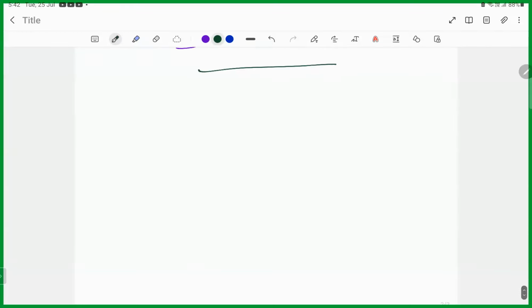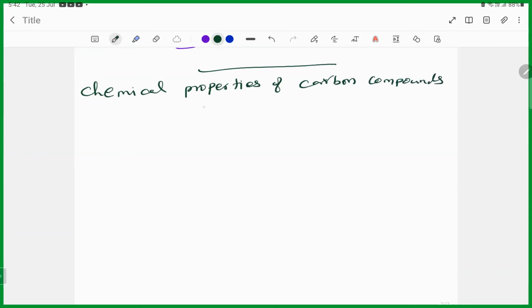And then, chemical properties of carbon compounds. First one is combustion, which means burning a substance.